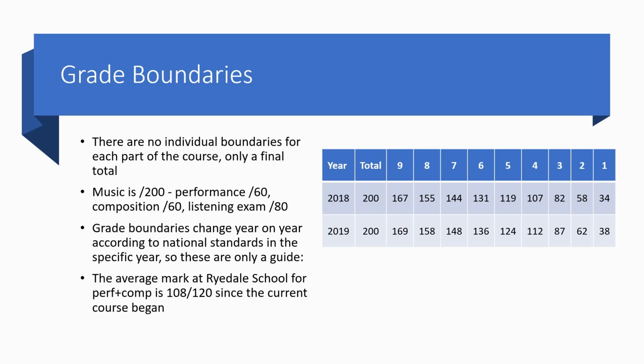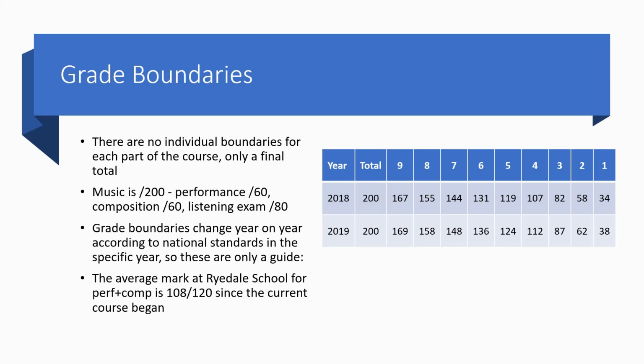The average mark at Ryedale School for performance and composition is 108 out of 120. So that's obviously a great starting point for students. If they can have scored something around that level by the time they take the exam, that then means that they don't need a terribly high exam mark to achieve a good level. Obviously, the better they do on all of it, the higher they can get.